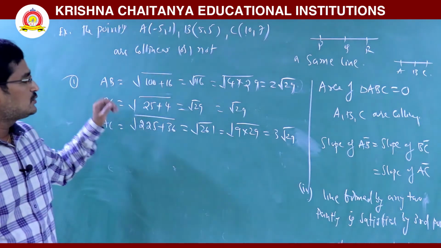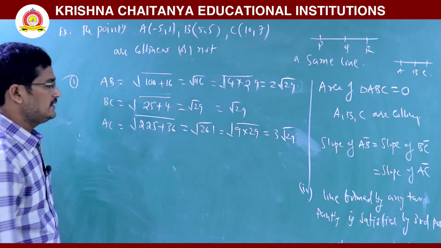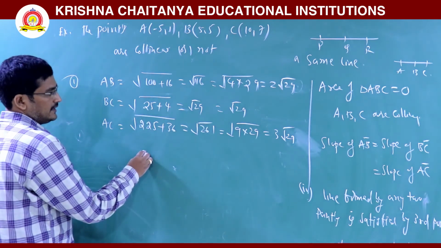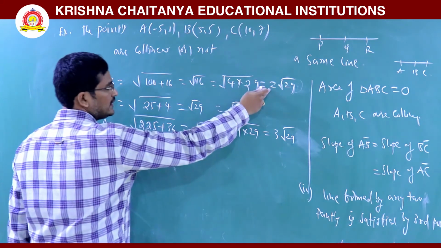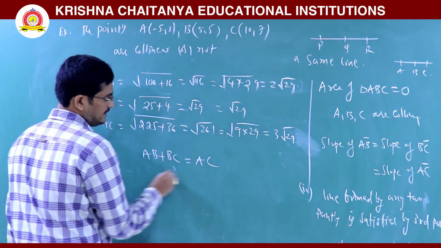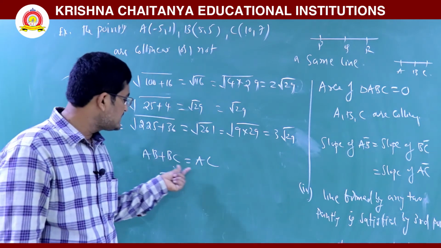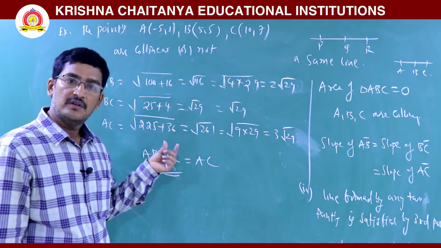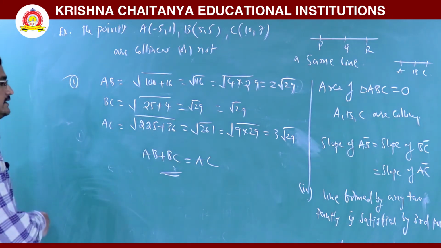So this is the AB length 2 root 29, this is the BC length root 29, this is the AC length 3 root 29. So it is easy to say AB plus BC, what is the answer? 2 root 29 plus root 29, 3 root 29, which is equal to AC. So AB plus BC equal to AC. Sum of the two distances is equal to the third distance. So we have to confirm the points A, B, C are collinear here.